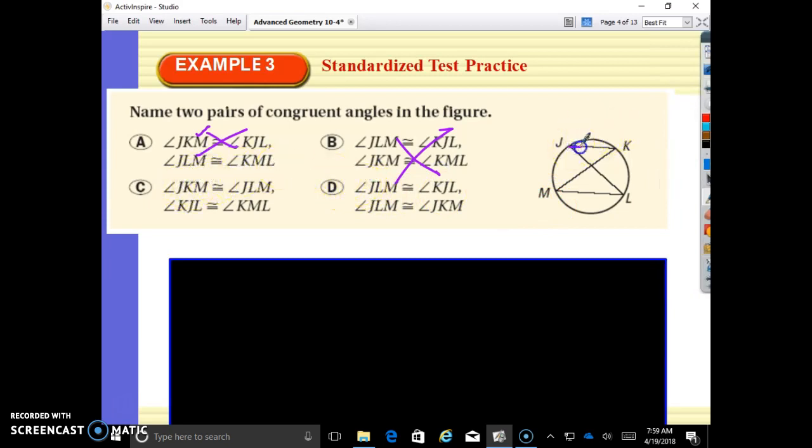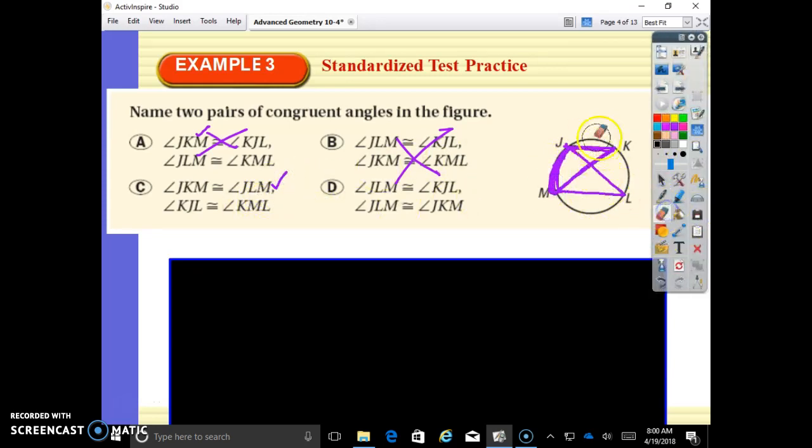JKM and JLM. They both open up to the same arc JM, right? JKM and JLM both open up to the same arc. They are totally congruent. Let's look at the second part of this.